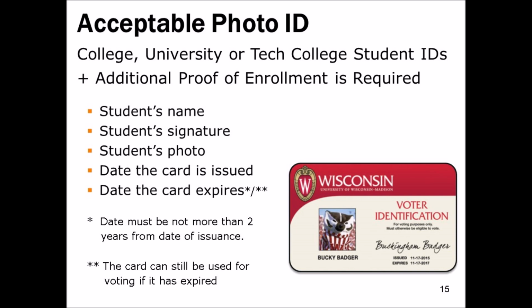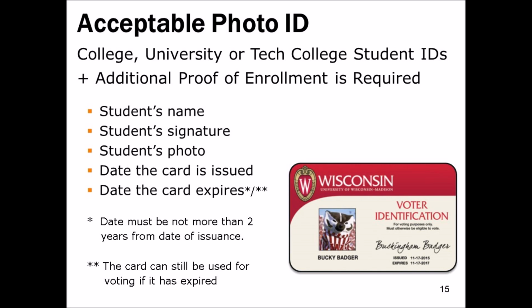You can also use a student ID card to vote. It must be issued by a Wisconsin college, university, or technical college. If you are using a student ID, you will need to be sure that you also bring a document with you that proves that you are currently enrolled. The document could be an enrollment verification letter, a fee receipt, a class schedule, or a student housing list.